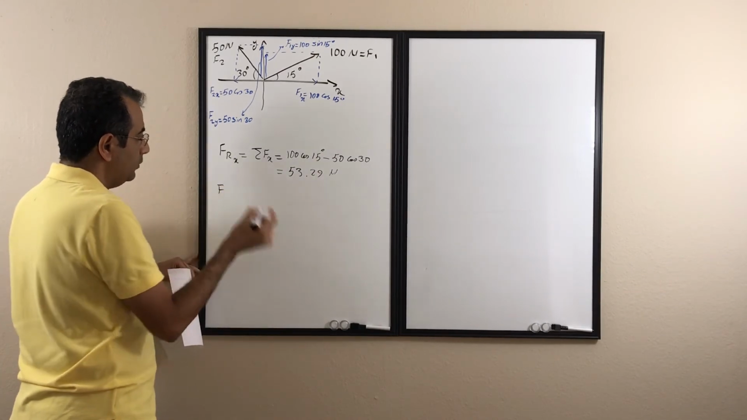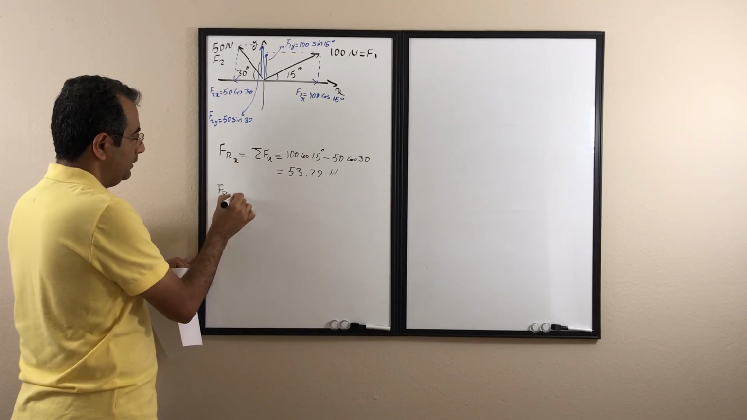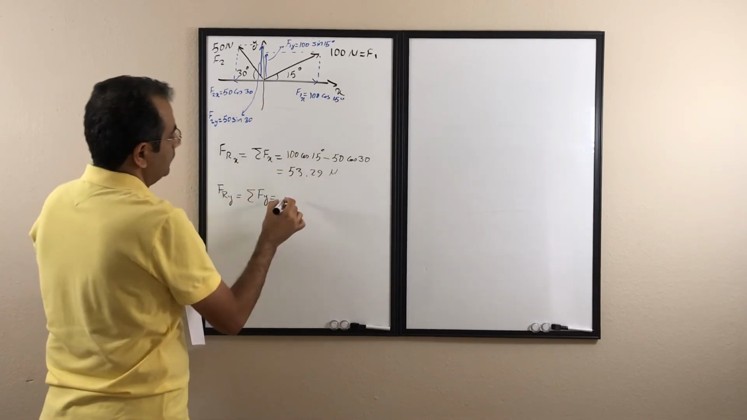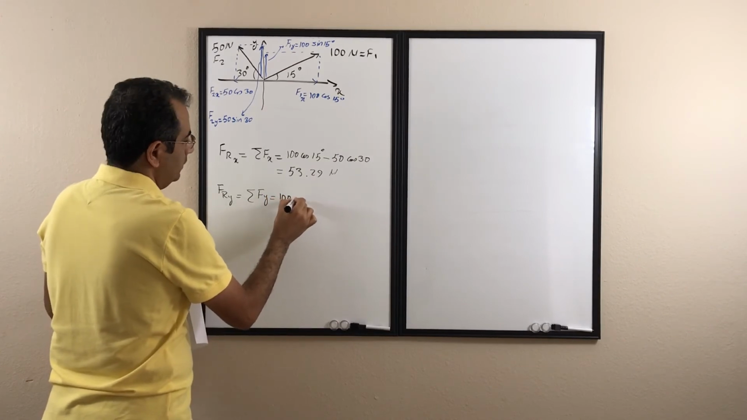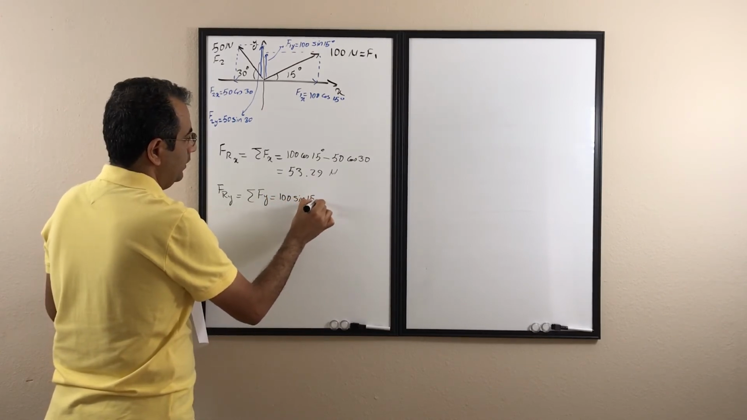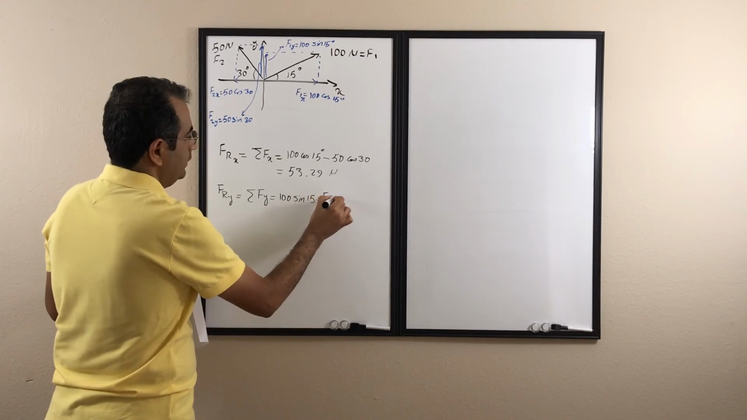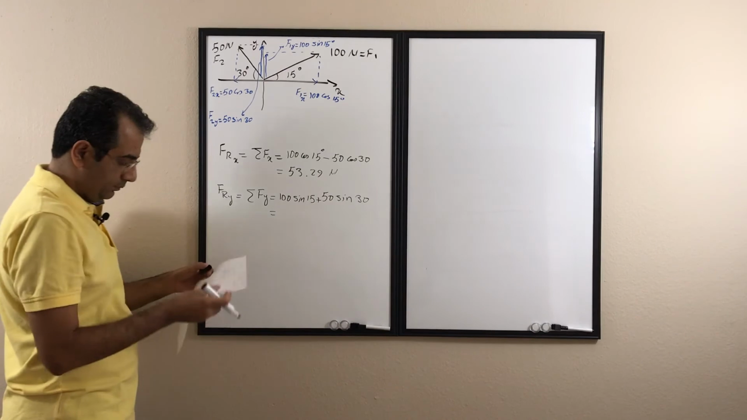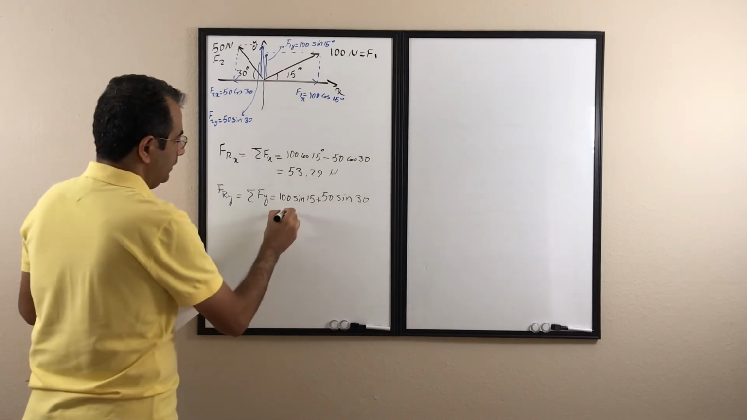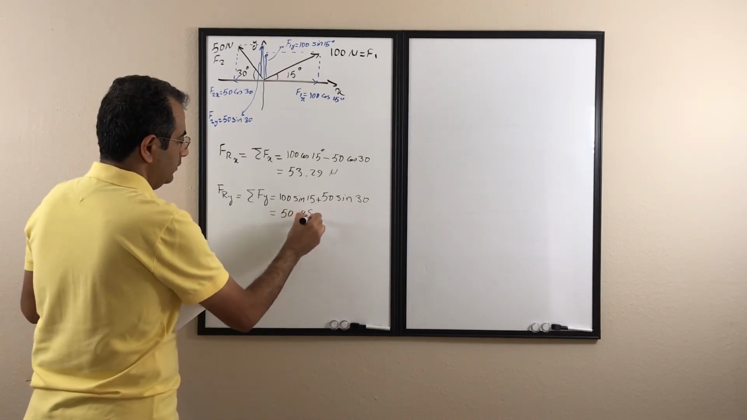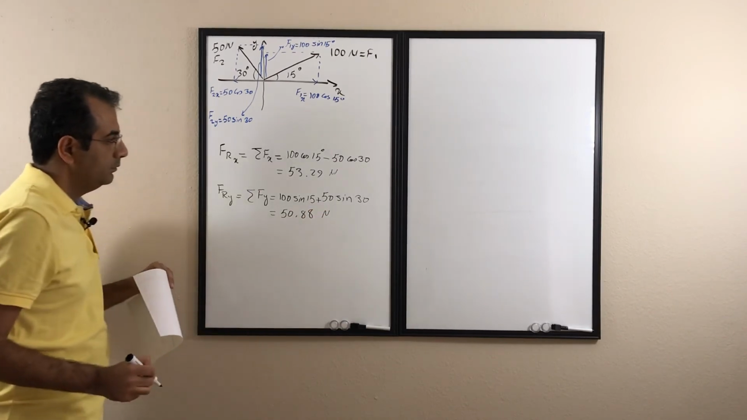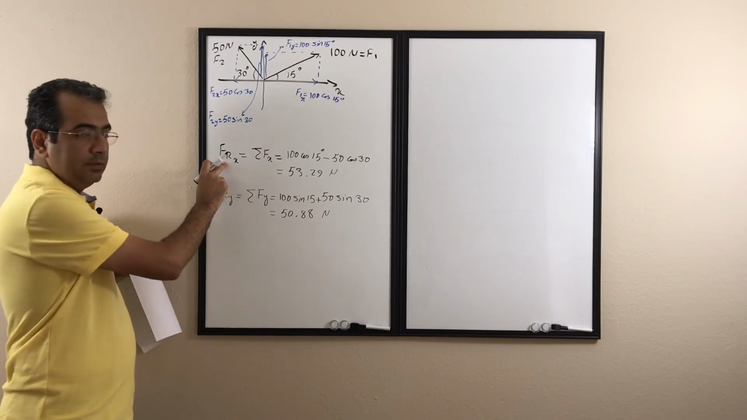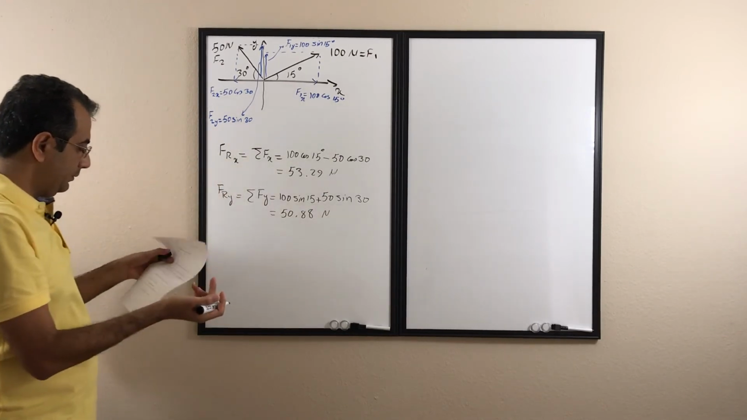The same for the y direction. So the component of the resultant force in the y direction, just add all the forces in the y direction, and it's going to give us 100 sine 15 plus 50 sine 30. The result is 50.88 Newton. So that's the resultant force, its component in the x and its component in the y.